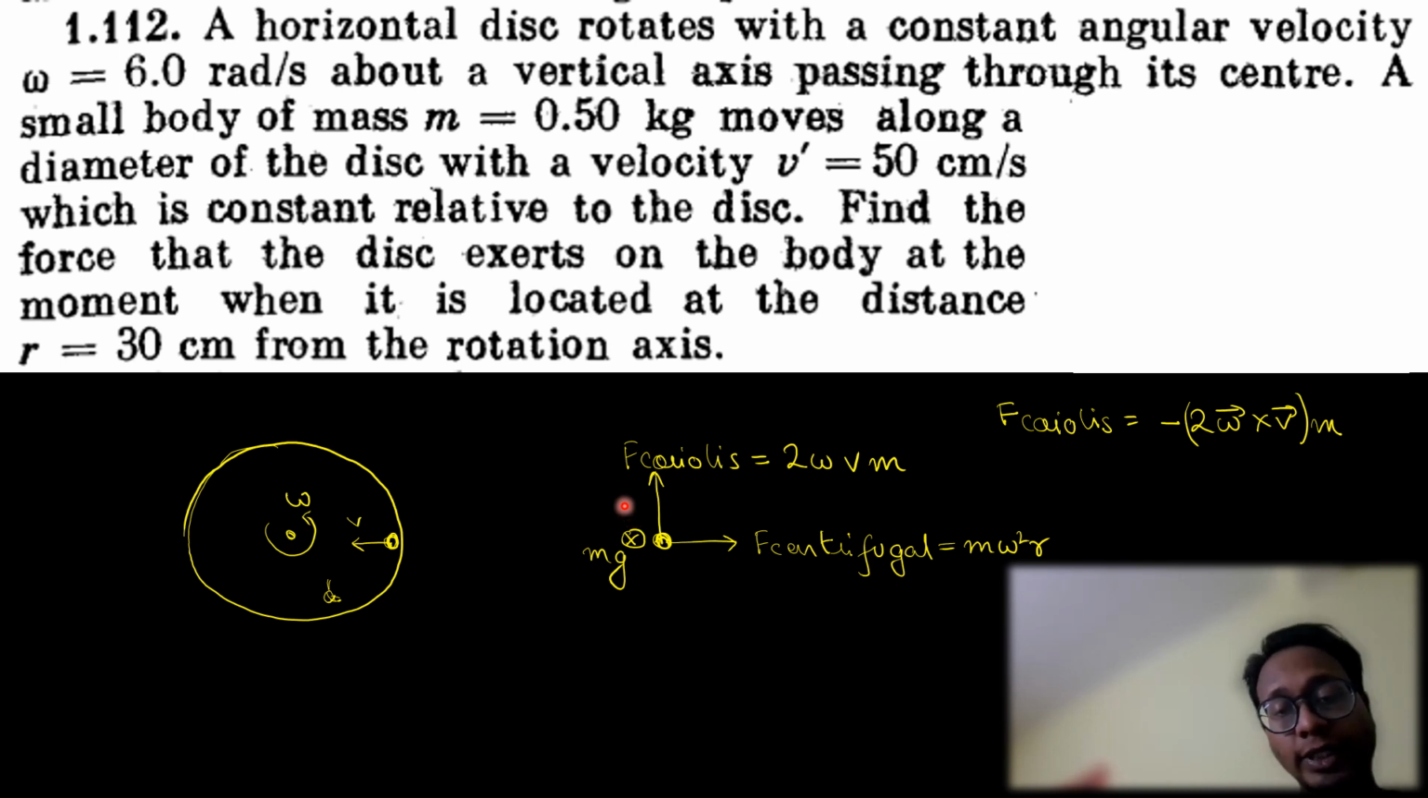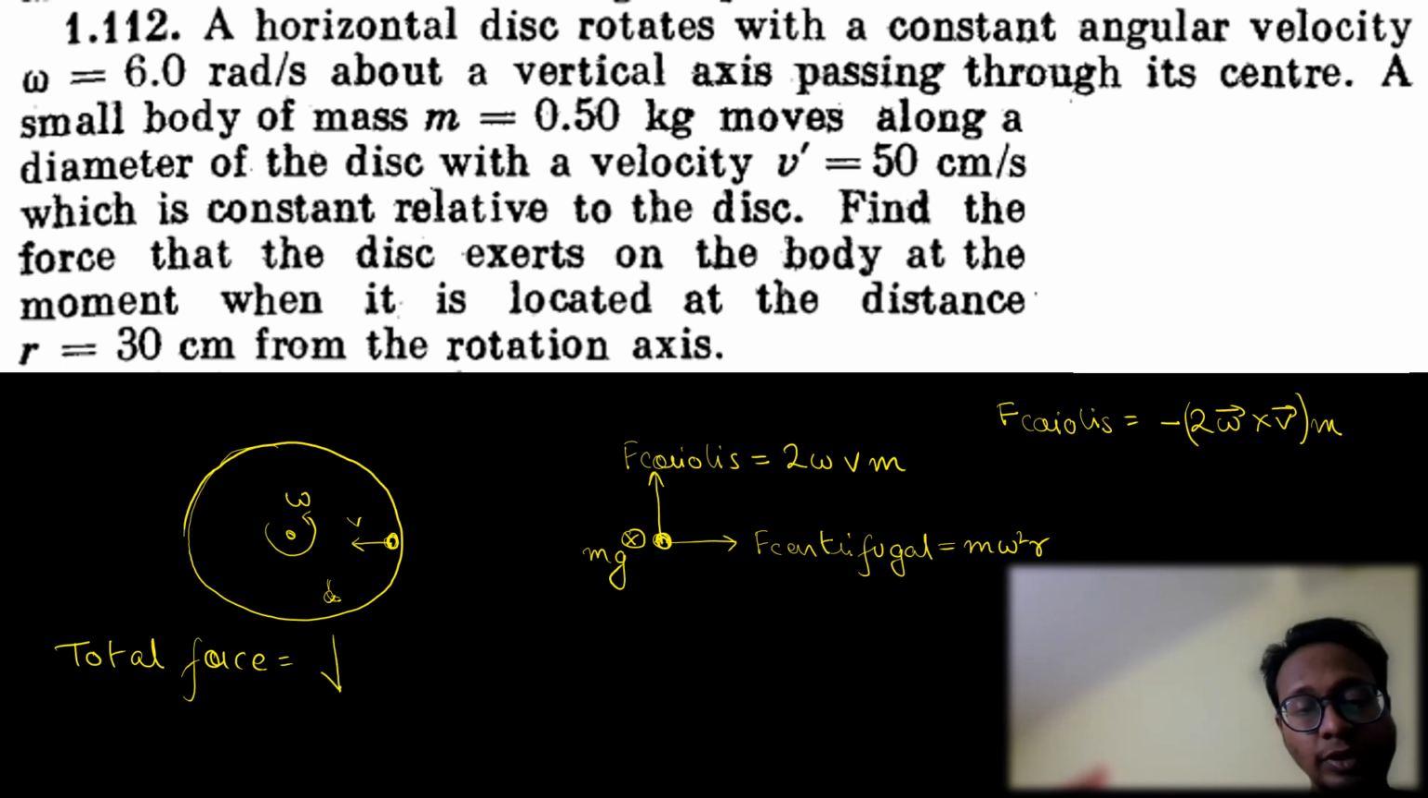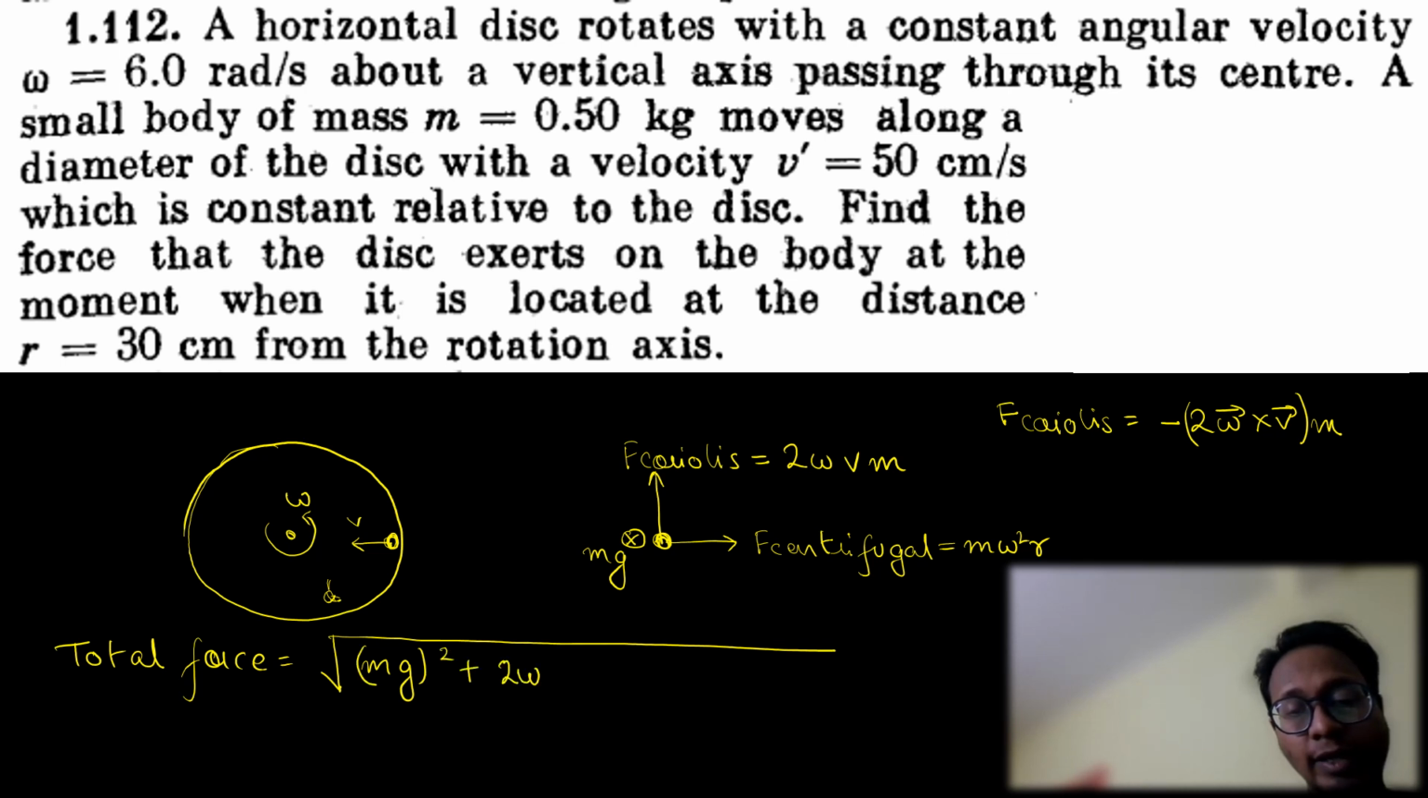So the total force exerted by the disk is a combination of these three forces when you look from our frame of reference of this disk. So total force is equal to, and these three forces act at 90 degrees to each other, so it is nothing but the square root of (mg) squared plus (2 omega v m) squared plus (m omega squared r) squared.